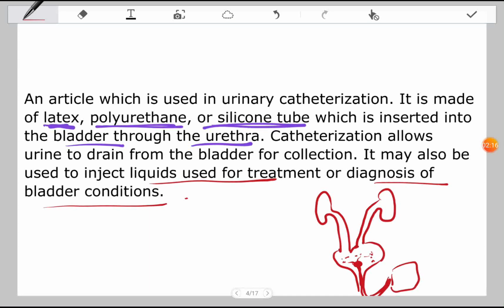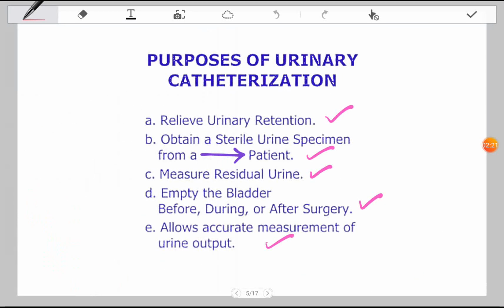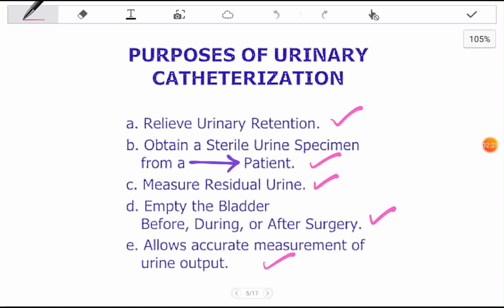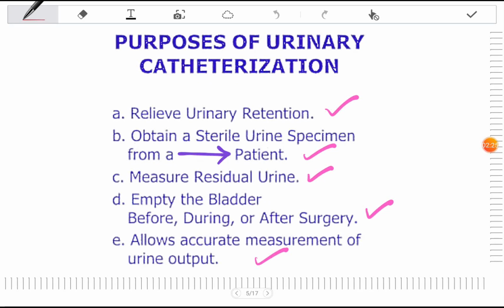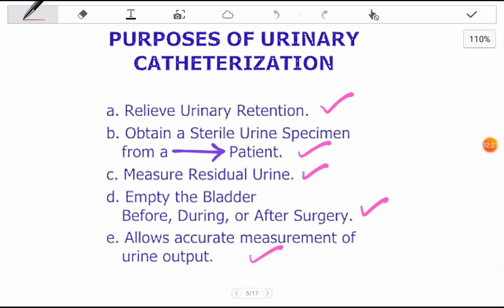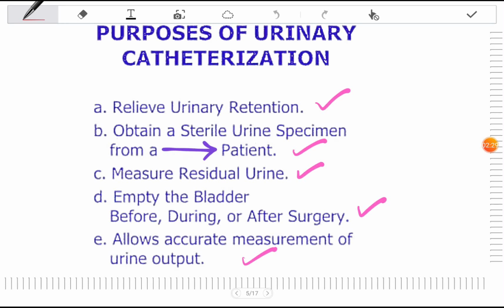So now let's jump on to the types and purposes. We are left with purposes as well. The purposes of urinary catheterization are: first, to relieve urinary retention. So what is urinary retention? It is the residual volume, the amount of urine which should be there in the bladder after it has been emptied, so that the bladder doesn't collapse.